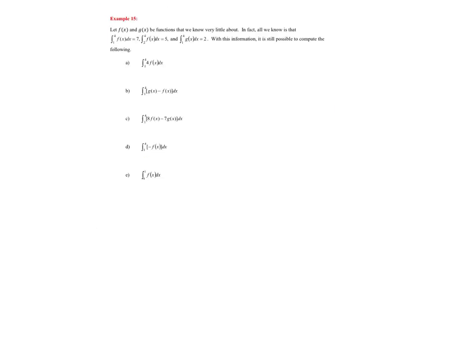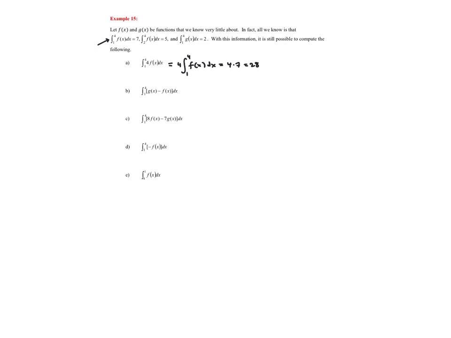Okay, example 15, wow, we're on example 15, is going to utilize some known information. We don't know much about what these functions are, but we do have enough information to still compute the following integrals. I'm going to use something called the constant multiplier rule here. The integral from 1 to 4 of 4 times f of x is equivalent to 4 times the integral from 1 to 4 of f of x. Now, if I know what the integral from 1 to 4 of f of x is, which I do, it's 7, this would simply be equal to 4 times 7, which is 28.